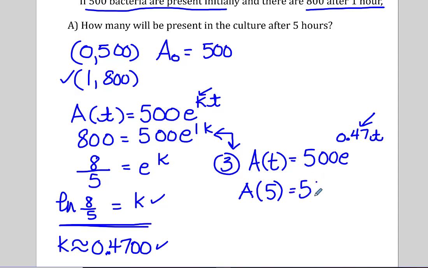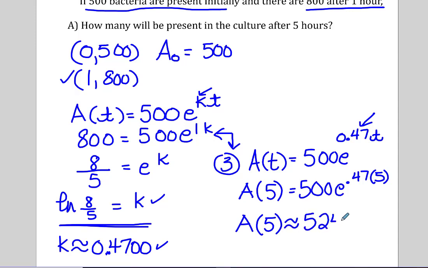So we would use our calculator and do 0.47 times 5. I'll wait on you. I got 5,242 bacteria are now in our collection from that initial 500 bacteria in just 5 hours.